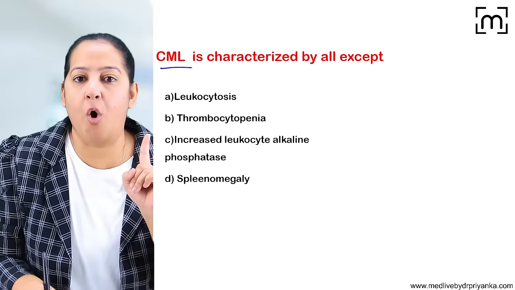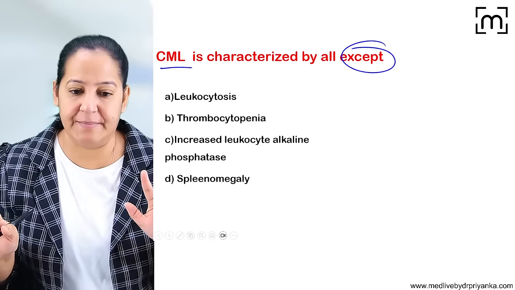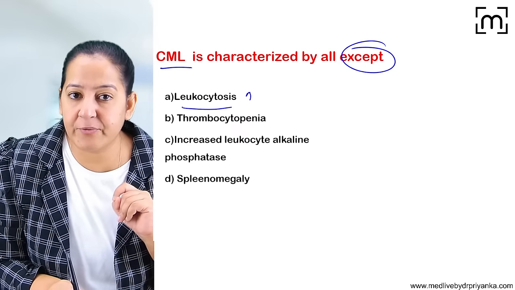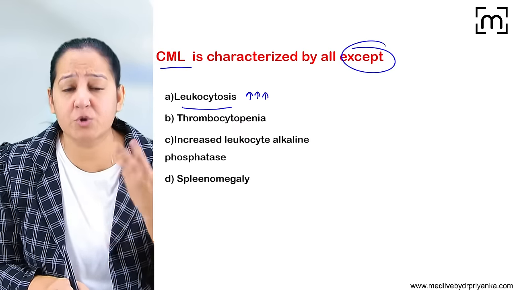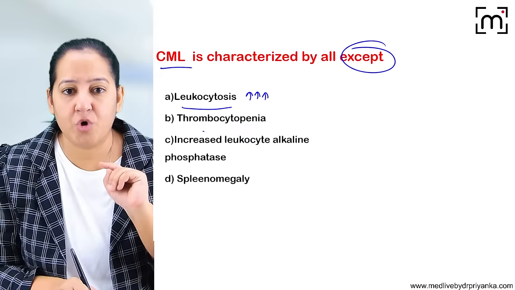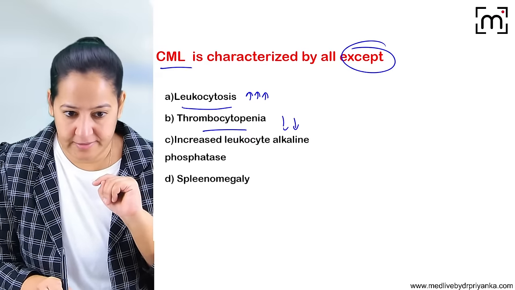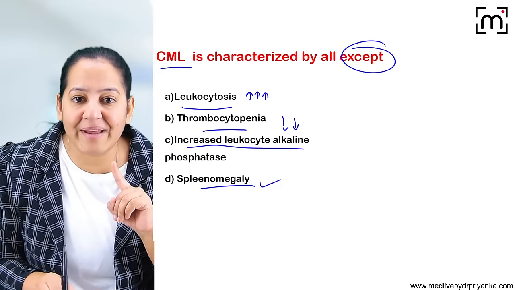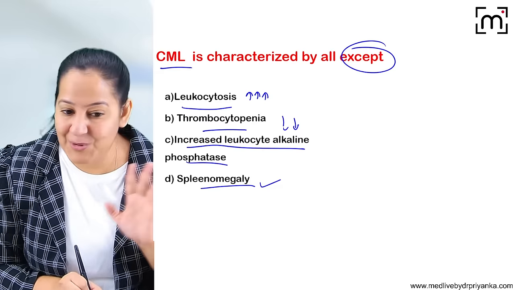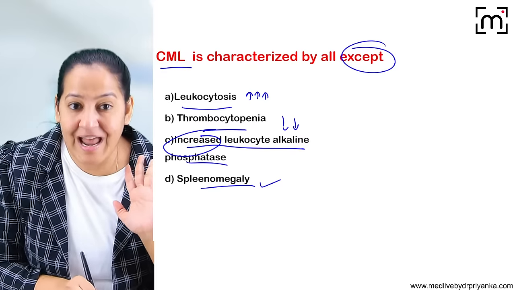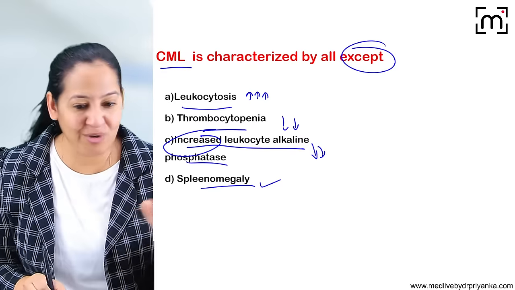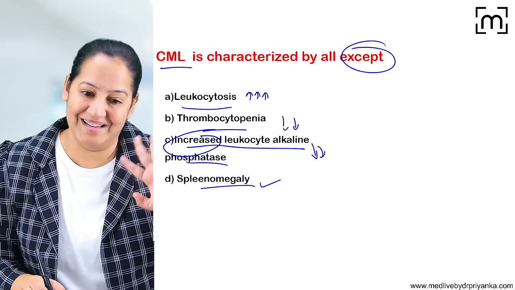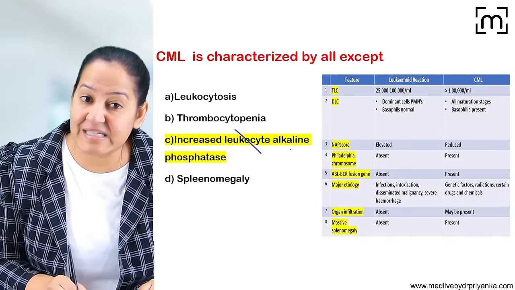CML is characterized by all except. What does not happen in CML? Tell me. Leukocytosis, yes or no? Leukocytosis means increased WBC count. Yes, if the WBC count is 2 lakh, 3 lakh, 4 lakh, yes. Thrombocytopenia, yes, the platelets will fall. This is also right. Splenomegaly, yes, splenomegaly also occurs. But is it increased LAP or increased NAP? No. LAP or NAP is decreased, not increased. Increased LAP or NAP occurs in leukemoid reaction, not in CML. The correct answer here is C because it doesn't happen.